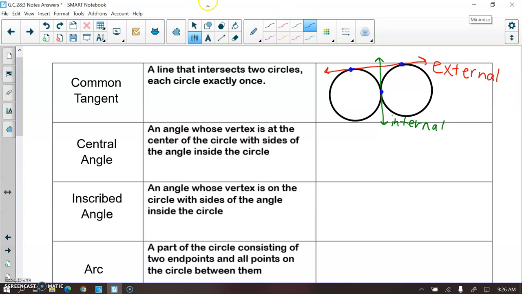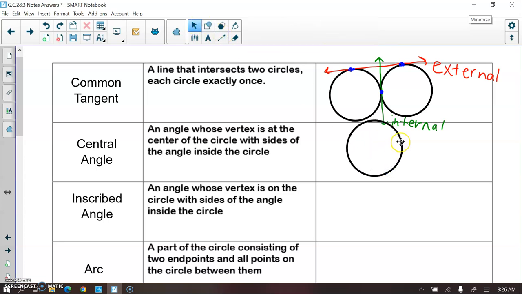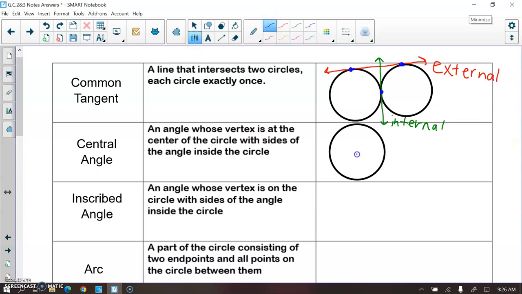All right, central angles. This is a big one that I need you guys to remember. A central angle is an angle whose vertex is the center of your circle, and then the rays of your angle are created by the radii. So this is a central angle. Now, something that's huge with a central angle is if the angle is 60 degrees, then the arc that it intercepts, which means it's the arc that's in between the two radii, is also 60 degrees.